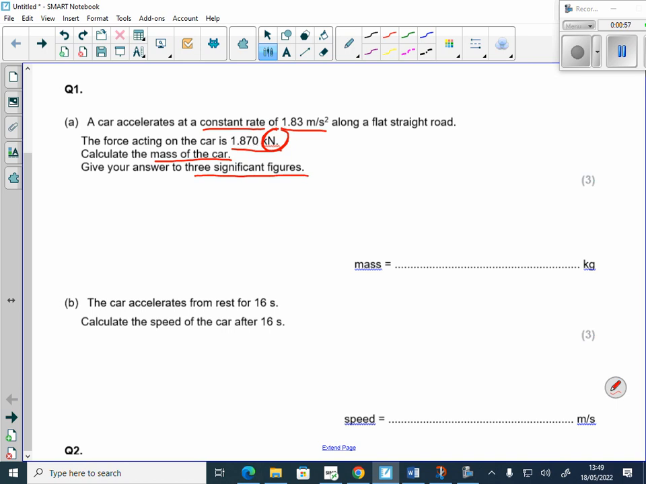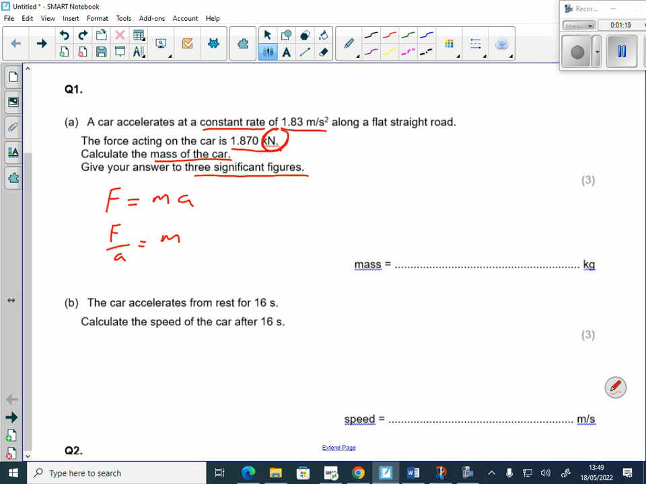So the equation I just mentioned is going to be force is mass times acceleration, or F equals ma, but we're asking for the mass. So we're going to need to rearrange this equation. If we divide both sides by the acceleration, we get force over acceleration equals mass. Okay, well mass is the force over the acceleration.